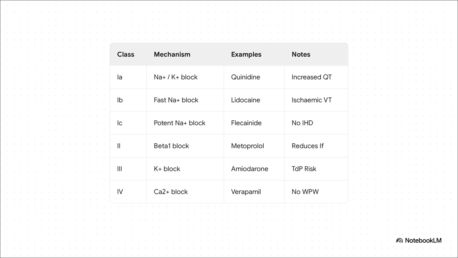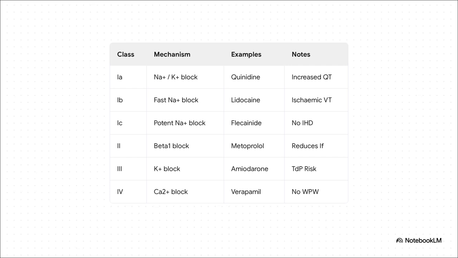You must state the CAST trial contraindication. The CAST trial proved these drugs actually increase mortality, so they are strictly contraindicated post-MI. Class 2 are our beta blockers. Their cellular mechanism is reducing the funny current, or If, in the SA node. Class 3 are the potassium channel blockers. By blocking potassium, they increase the QT interval, which brings the very specific, dangerous risk of Torsades de Pointes.